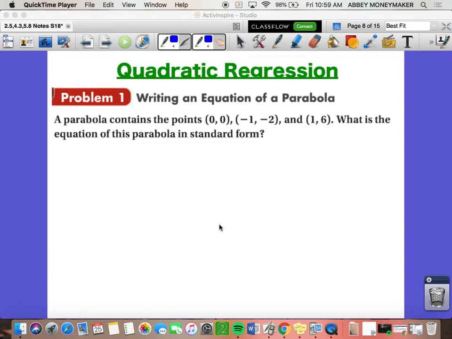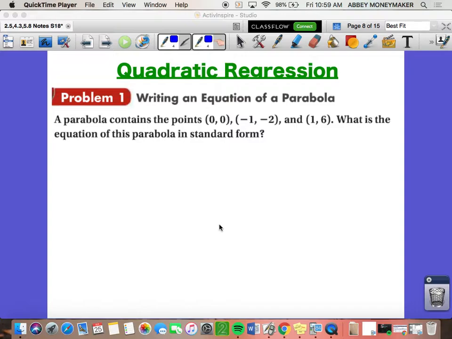All right, for this second part, we're talking about quadratic regression, and this is no different than what we just did with linear regression. It's the exact same, except instead of choosing linear regression, you choose quadratic regression. So, what are we going to do with these points?